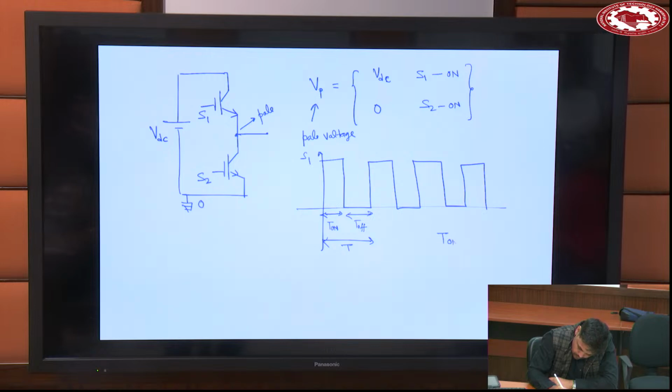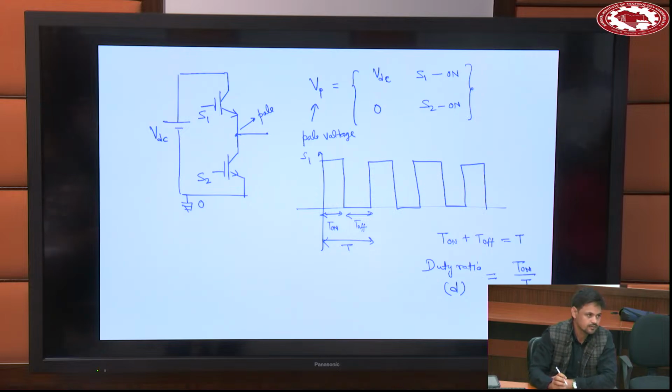Suppose this turn on time of S1 is T on and this is T off. This total time is T. T on plus T off is equal to T, and there is one terminology, duty ratio. D is equal to T on by T.